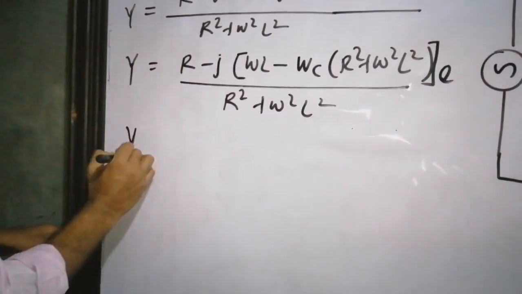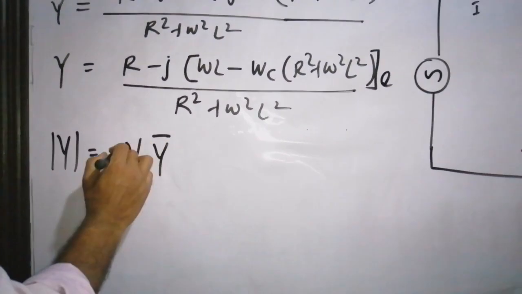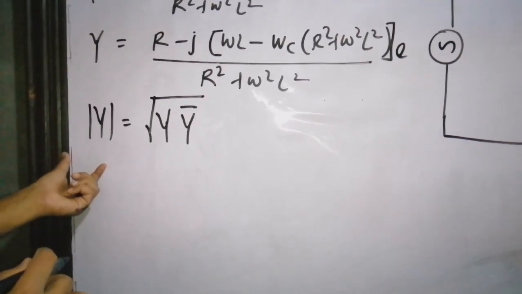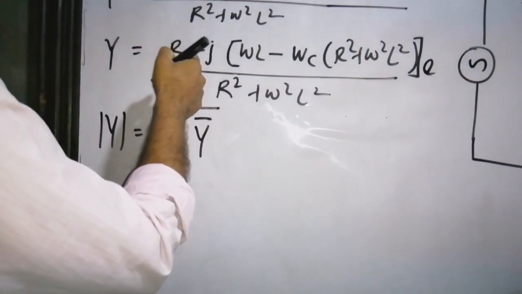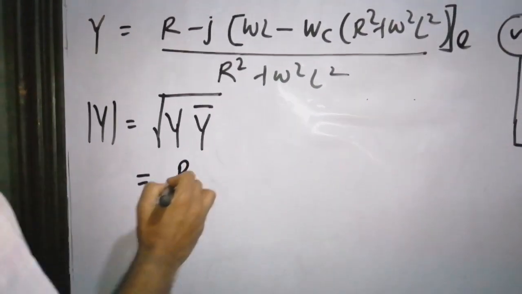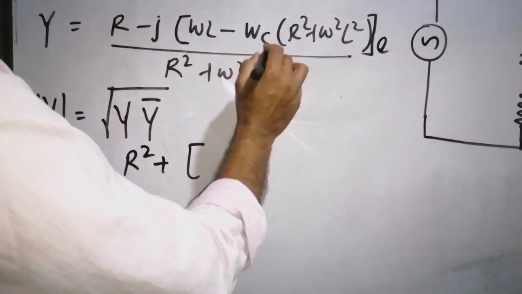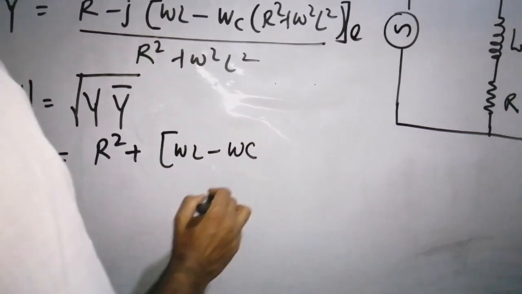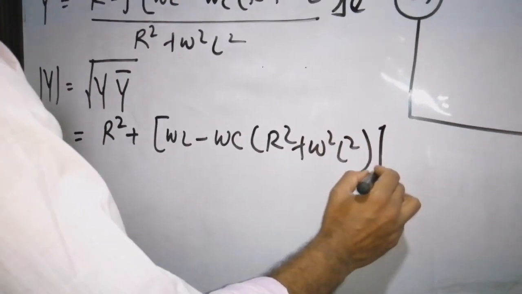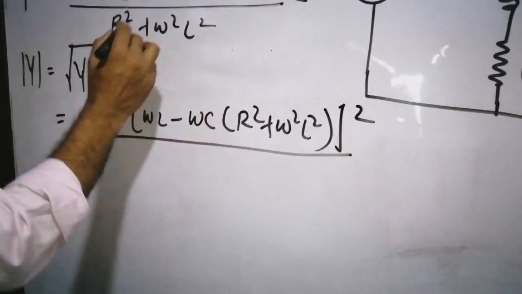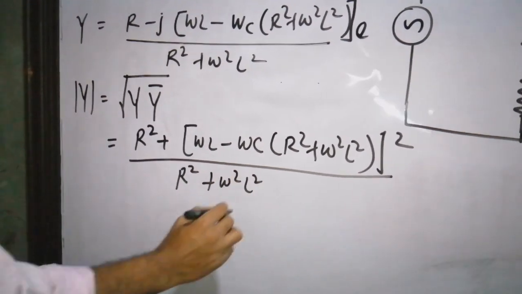So let me find its magnitude. You know that any complex number multiplied by its conjugate, and then taking the square root, gives its magnitude. So here I have to multiply this with its conjugate, minus becomes plus. We get R square plus the whole term in the bracket squared, omega L minus omega C times R square plus omega square L square, and this whole squared. In the denominator is this real quantity, which we multiply twice, so we get R square plus omega square L square, and this whole squared.